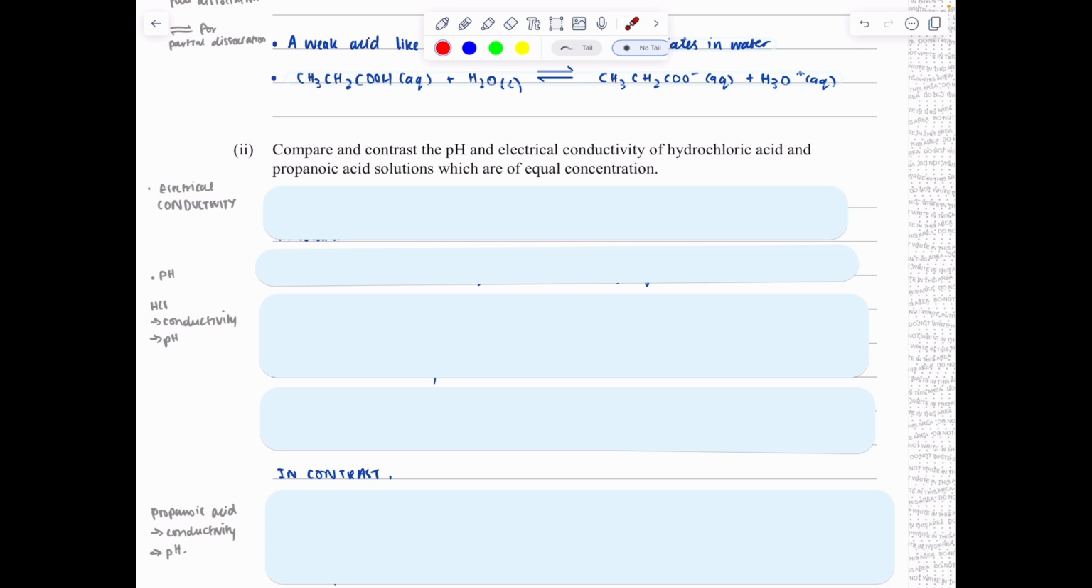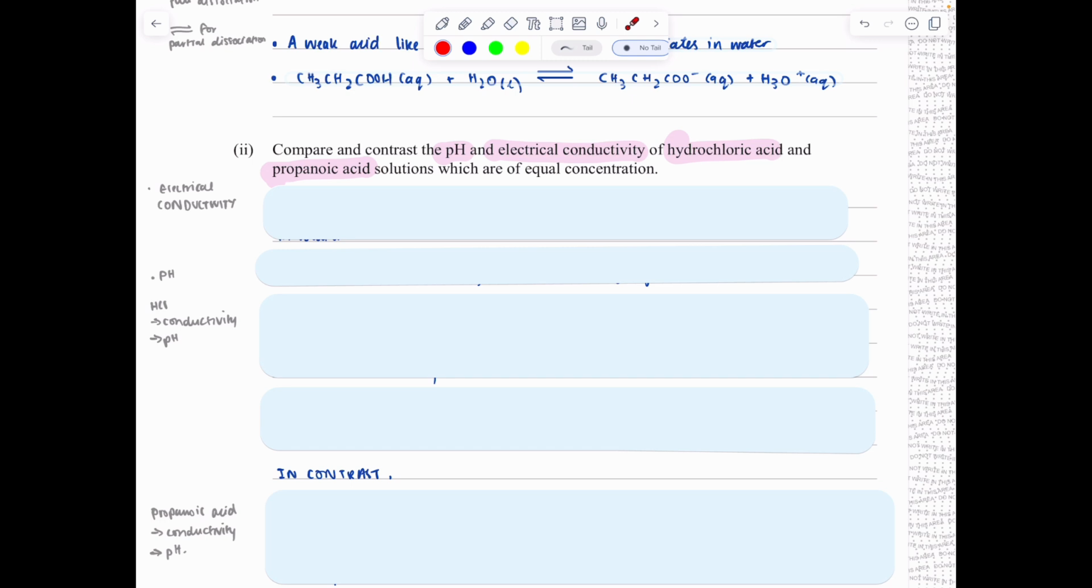Compare and contrast the pH and electrical conductivity of hydrochloric acid and propanoic acid solutions which are of equal concentration. Okay, so I have some points down the side just to structure our answer well. So what we want to do is highlight the key points. We want to talk about pH and electrical conductivity of hydrochloric acid and propanoic acid. So these are the 4 things we need to talk about. All right, so let's have a look.